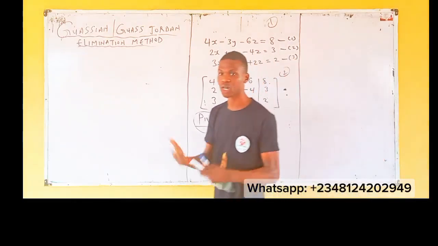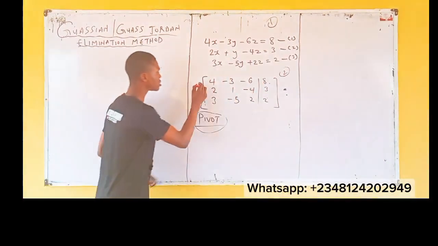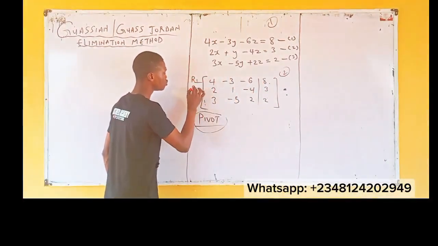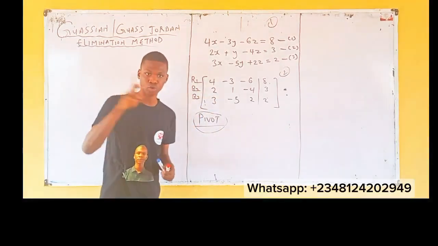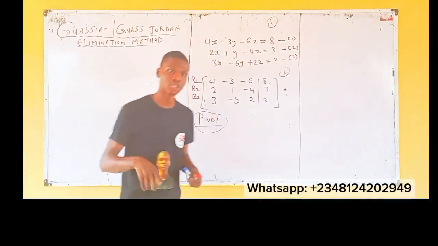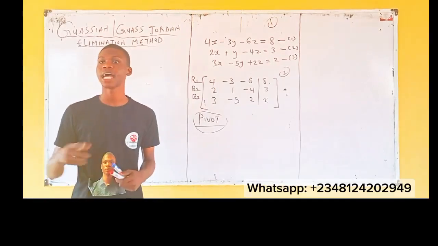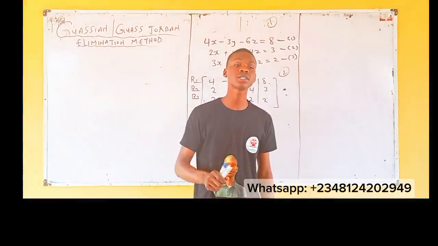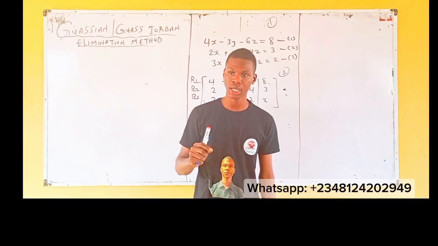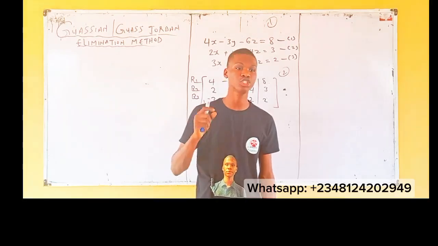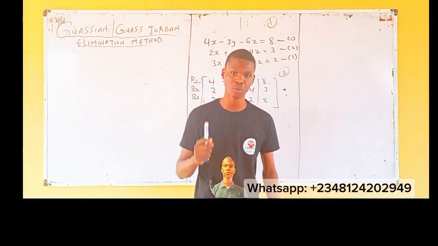By definition, what is pivot? It is the non-zero leading entry in a row. This is row 1, this is row 2, and this is row 3. For row 1, you have a pivot, row 2 you have a pivot, row 3 you have a pivot. But how do I identify this pivot? By definition, pivot is the non-zero leading entry in a row after row reduction has been done. Meaning before you can identify your pivot, row reduction must have been done.